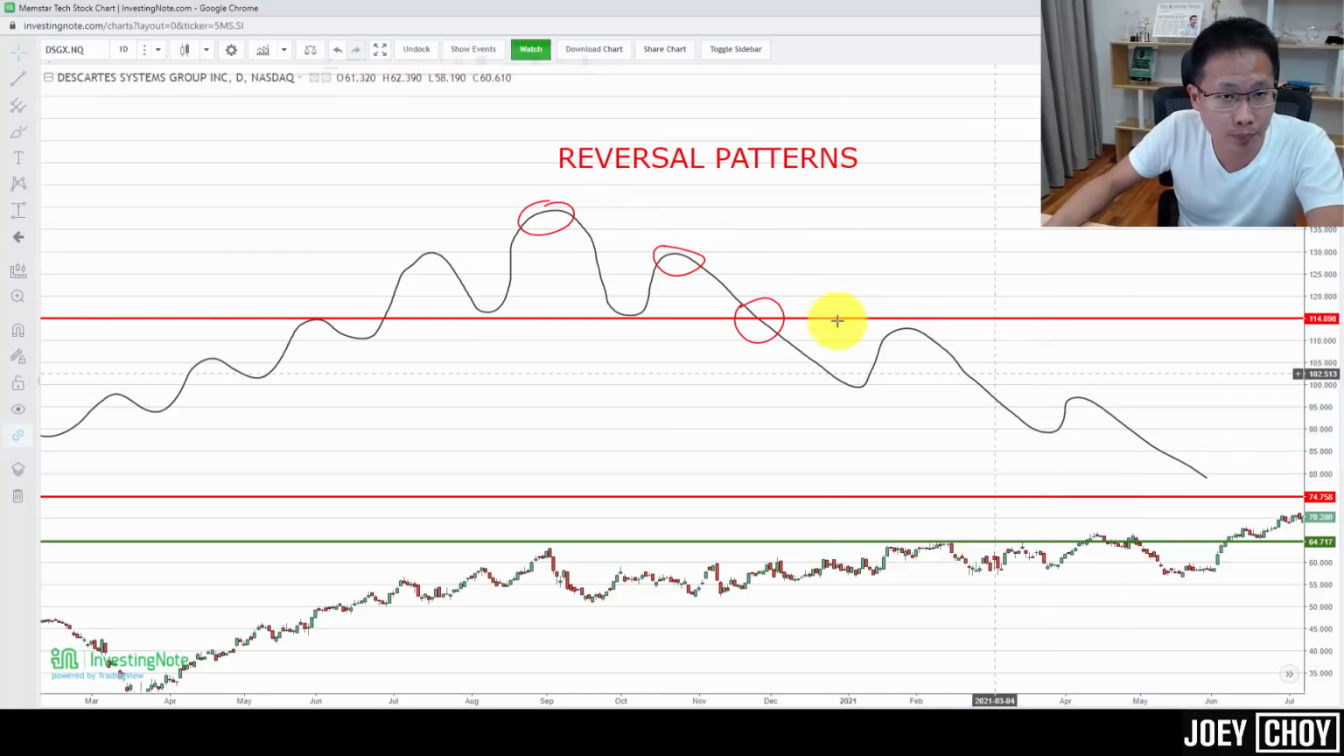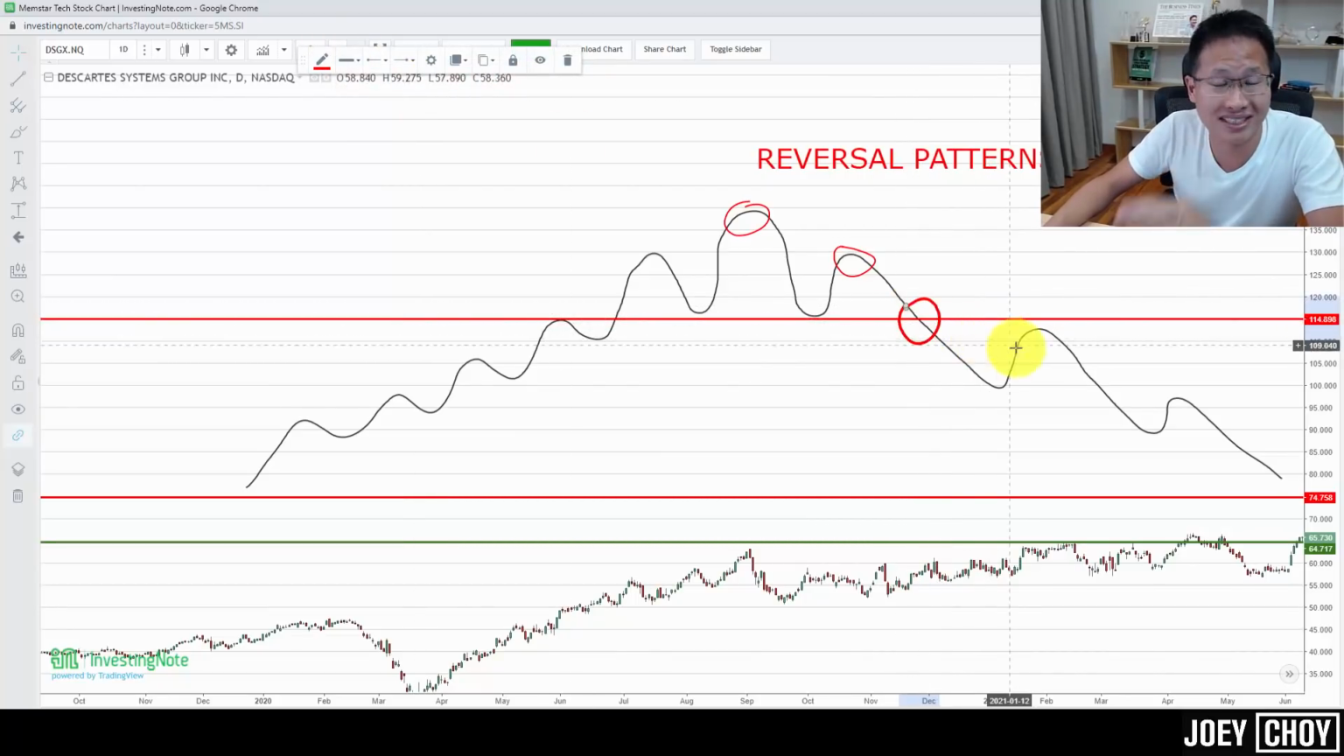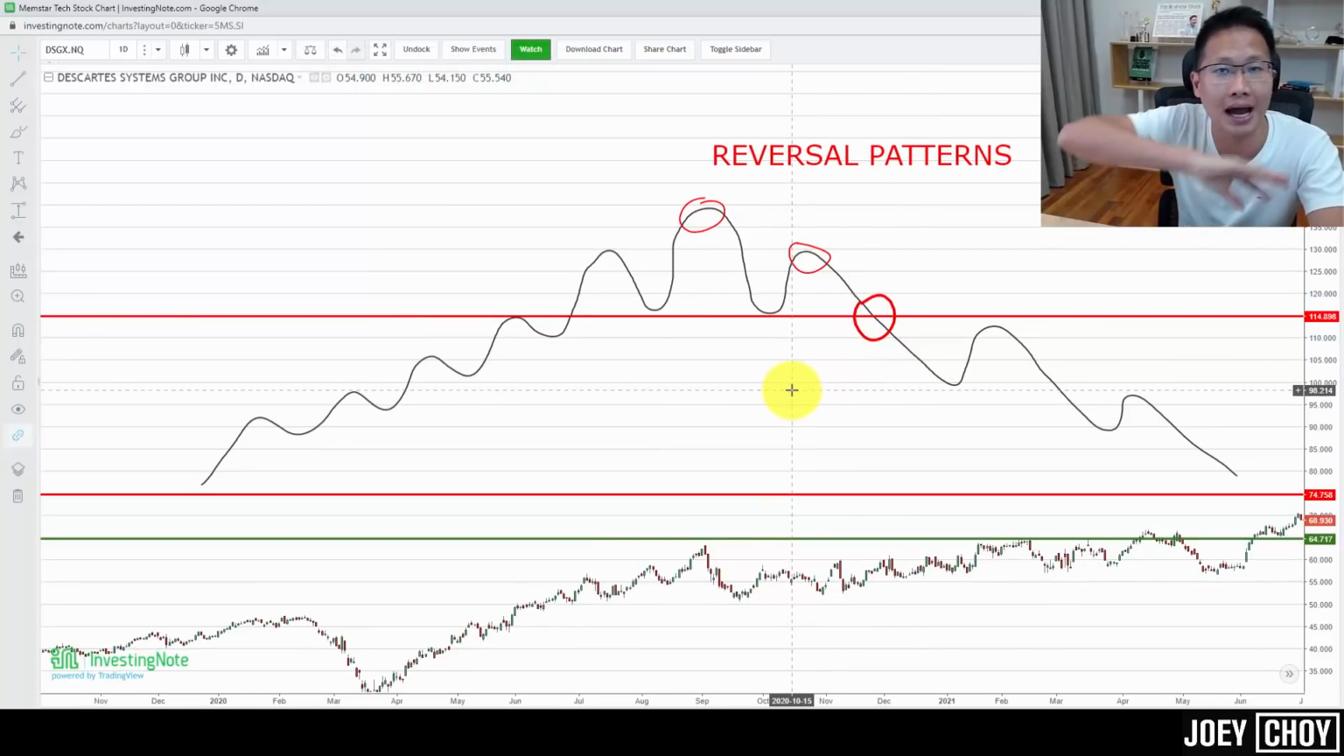For a head and shoulder pattern, we want to wait for more confirmation right here, with prices breaking this support, which has now turned into a resistance level. So that's a confirmation of a head and shoulder pattern. That's the first type of reversal pattern from an upwards direction to a downwards direction. So let's take a look at a case study first before we look at another reversal pattern.